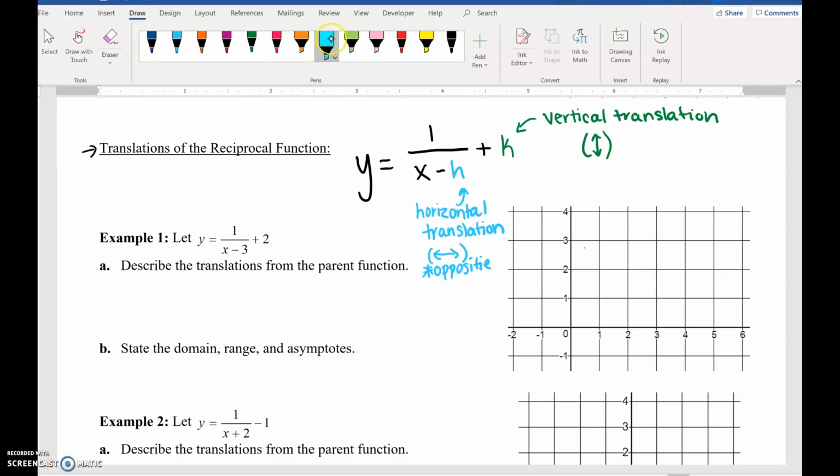So let's look at an example. We have example 1, let y equals 1 over x minus 3, plus 2. So our h is right here, and our k is right here. And it says, describe the translations from the parent function. So we have a minus 3. Remember, it's opposite. So it says minus 3, so I'm actually going to the right 3. So even though on a number line, -3 would be to the left, it's right 3. And then it says +2, and we said that's the same. No opposite, so it's up 2.